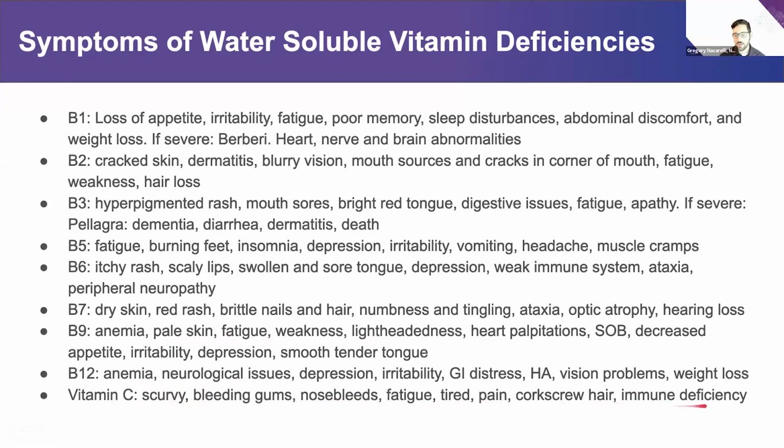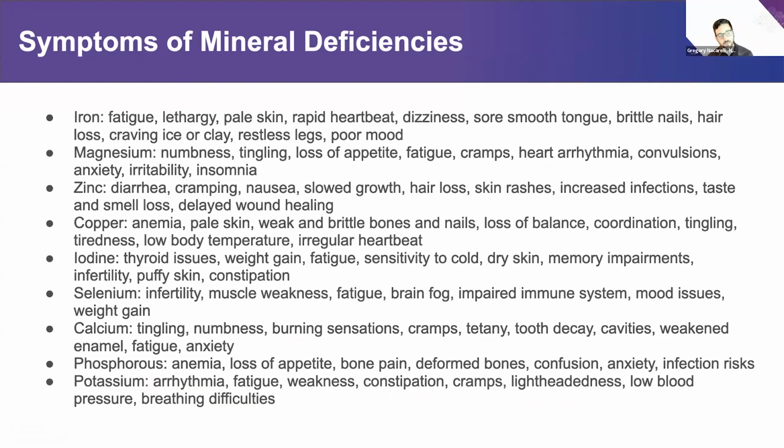Low vitamin C is associated with immune dysfunction. And then, as I showed last week, those corkscrew hair abnormalities. For minerals, I did not cover all minerals, but some major ones. So for iron, also associated with anemia, microcytic anemia, fatigue, lethargy, pale skin, rapid heartbeat, a sore, smooth tongue, and it can also affect your hair, skin, and nails.